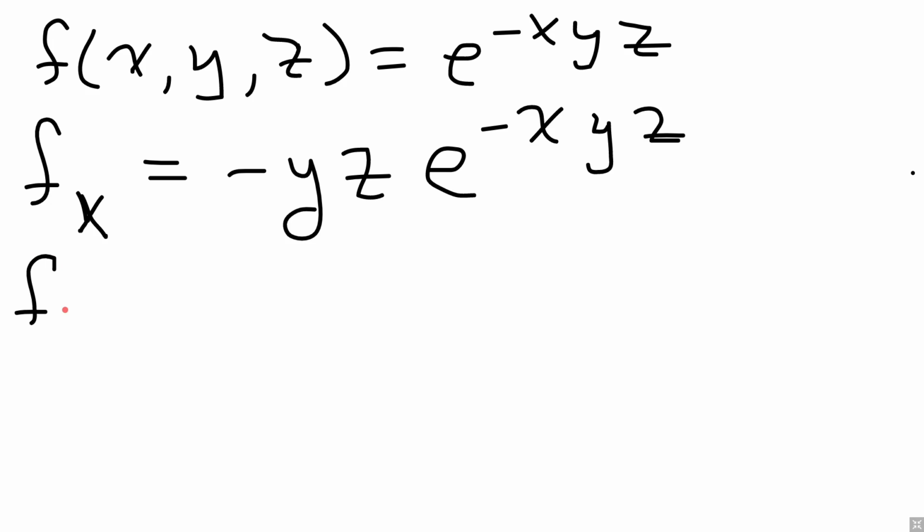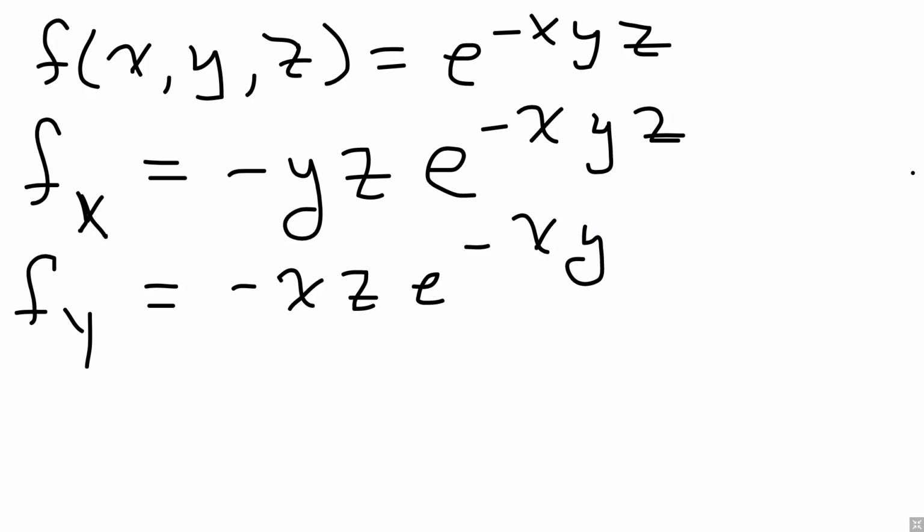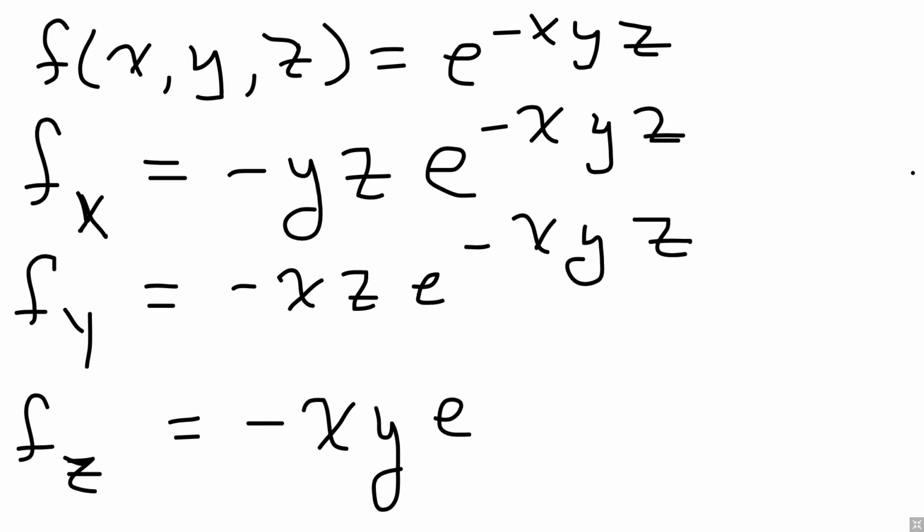What about the partial with respect to y? Negative xz times e to the power negative xyz. Good. Then our last partial will be with respect to z. What will that be? Negative xy times e raised to the negative xyz. Any questions?